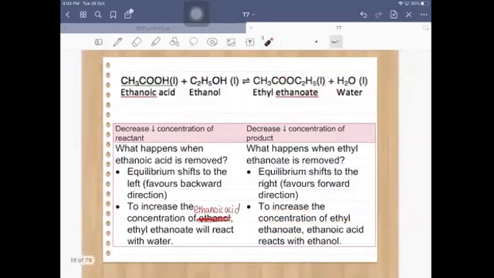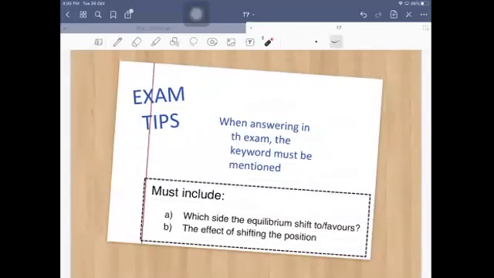All right, I hope you can follow that. So the exam tip is, when answering in the exam about the effect of changing the concentration, please include these two things that I just mentioned. Which side or which reaction is being favored, and then the effect of shifting this position. Now, what is favoring this reaction doing? Usually most of the time it is doing so to oppose or to cancel out the changes to the condition, which is following Le Chatelier's principle.